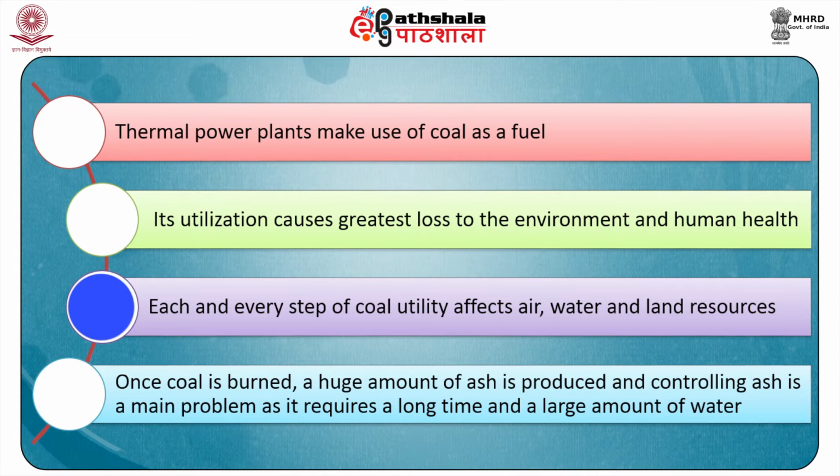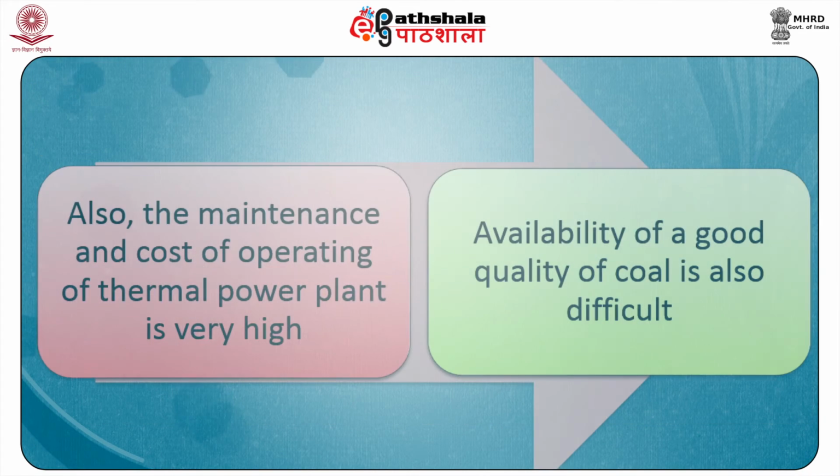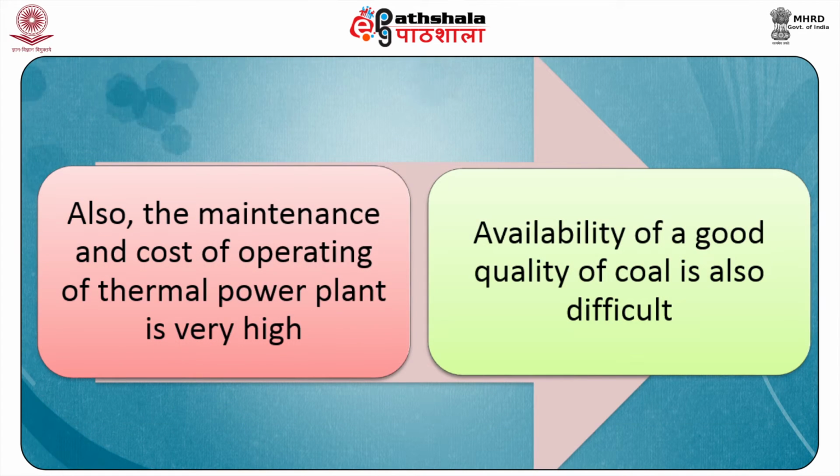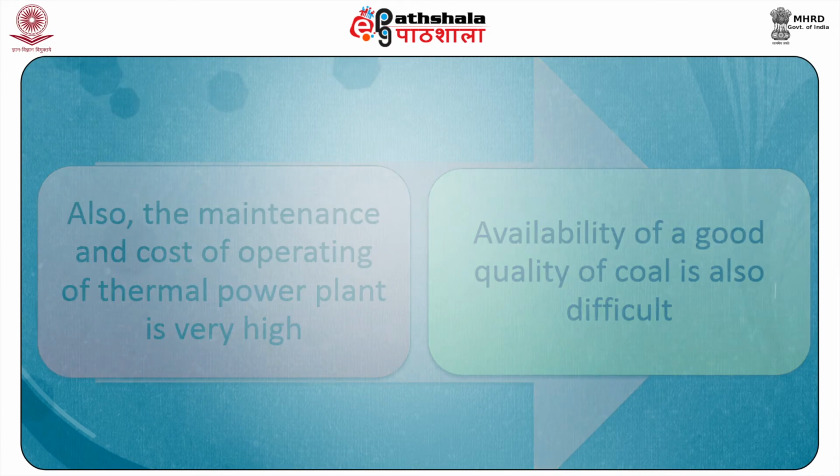Each and every step of coal utility affects air, water, and land resources. Once coal is burnt, a huge amount of ash is produced, and controlling ash is a main problem as it requires a long time and a large amount of water. Also, the maintenance and operating cost of a thermal power plant is very high. Availability of good quality coal is also difficult.